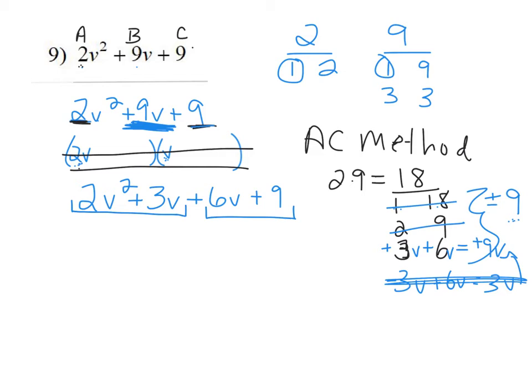So once again, I'm going to look for a greatest common factor. We have a 2 and a 3. There's no number that they have in common except for 1. But they do both have a v in them.